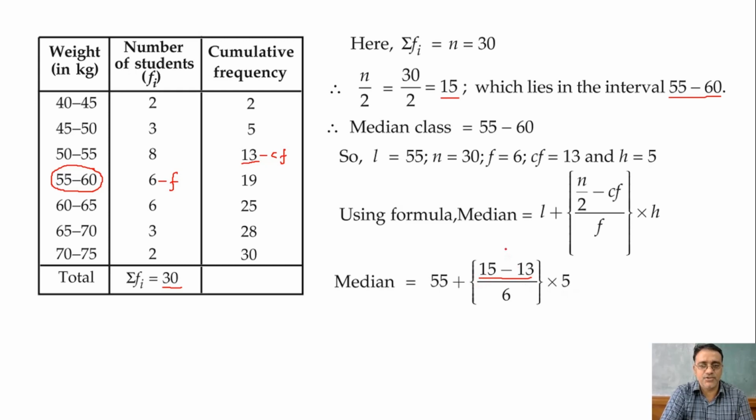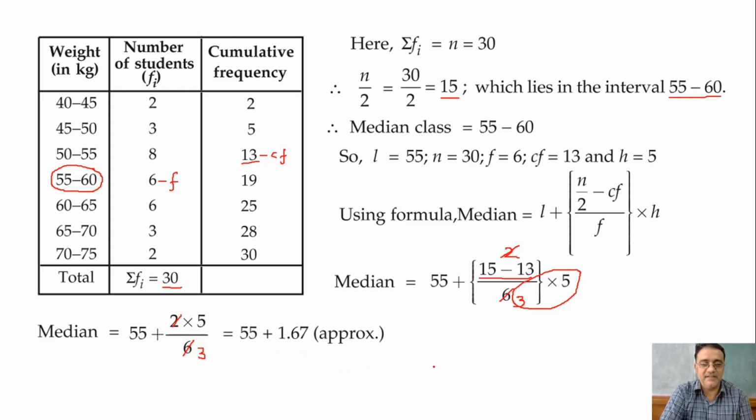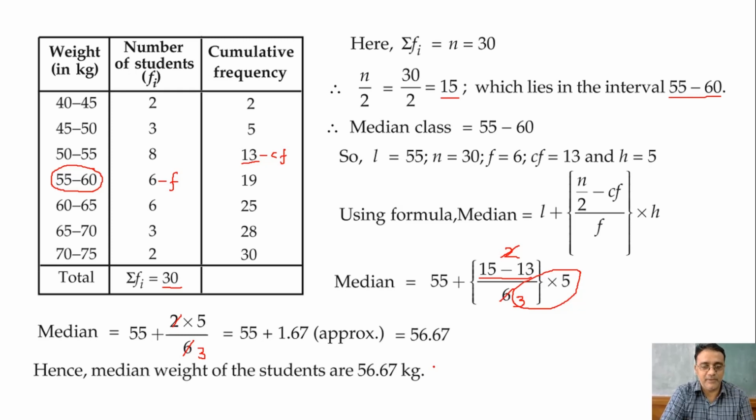15 minus 13 is 2. So 2 by 6, 2 se 6 ko divide kar sakte hain, see guys. 6 ko divide karenge to kitna milega? 3. So only 5 by 3 you will get. What is 5 by 3 approximately? 1.67. ठीक है? देखो ध्यान से. So finally we'll get 56.67 approximately. Hence the median weight of the students is 56.67 kg.